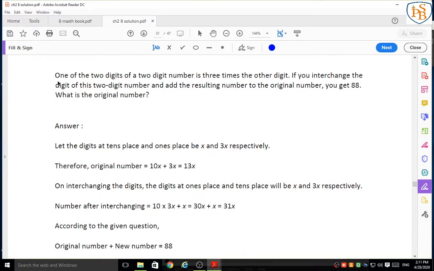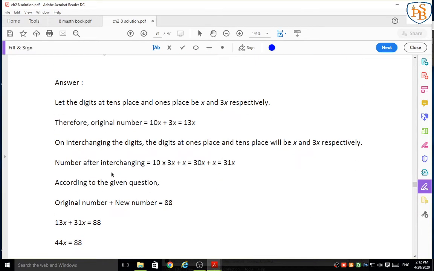Just look here, the given condition is 3 times, that means you have to multiply. So let the digits at the tens place and ones place be x and 3x respectively. By using the expanded form, the original number is equal to 10x plus 3x, which is 13x. On interchanging the digits, the digits at the ones place and tens place will be x and 3x respectively. The number after interchanging is equal to 10 into 3x plus x, which is 30x plus x, equal to 31x.